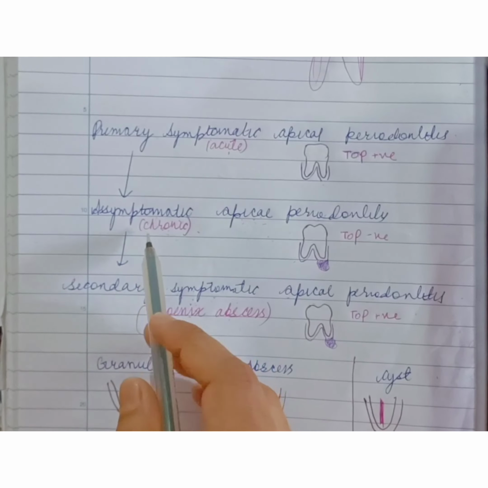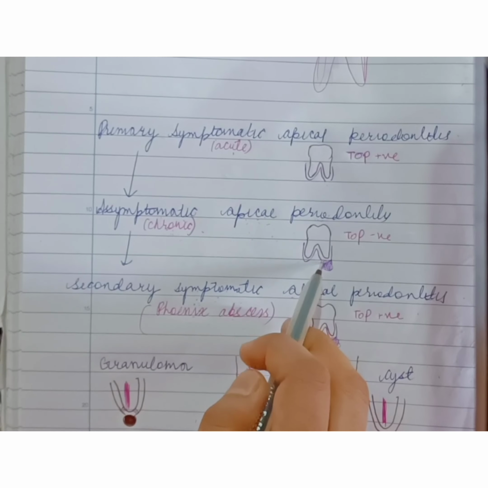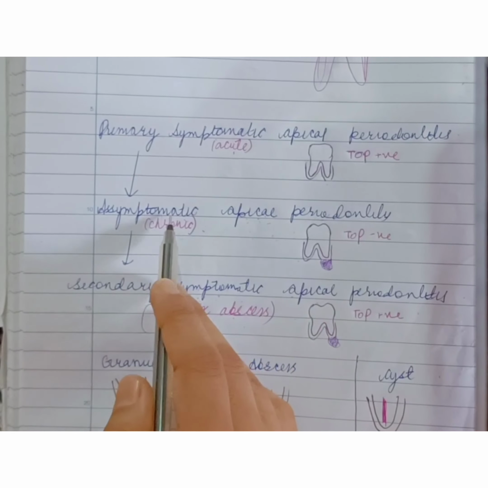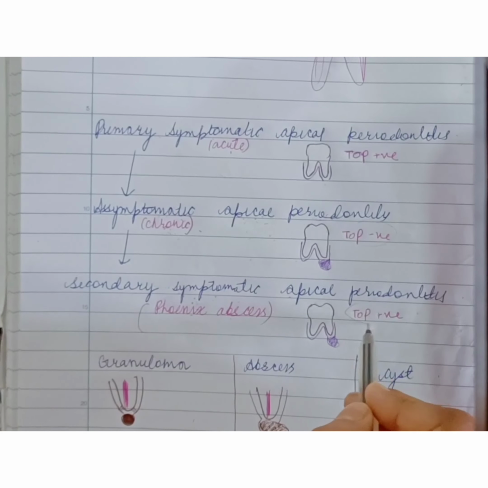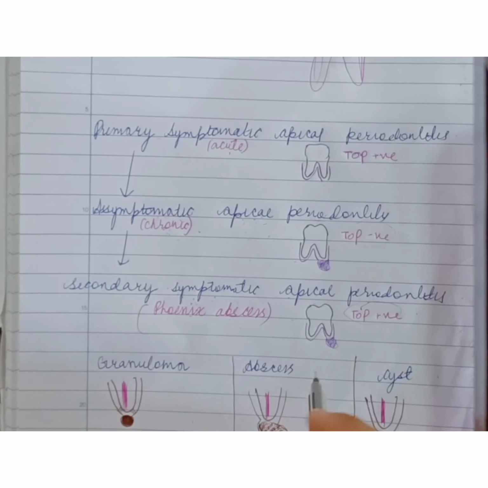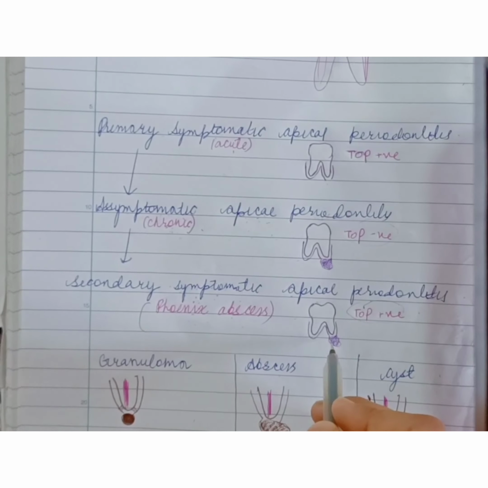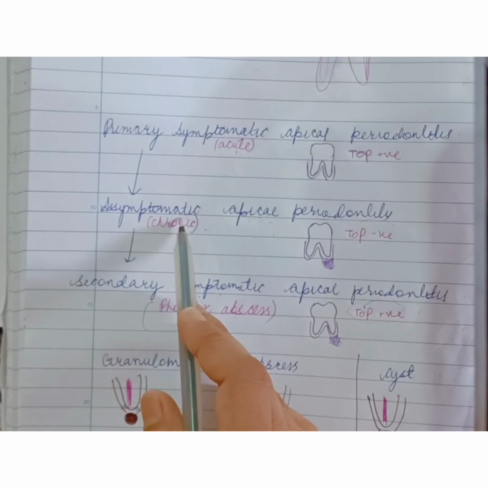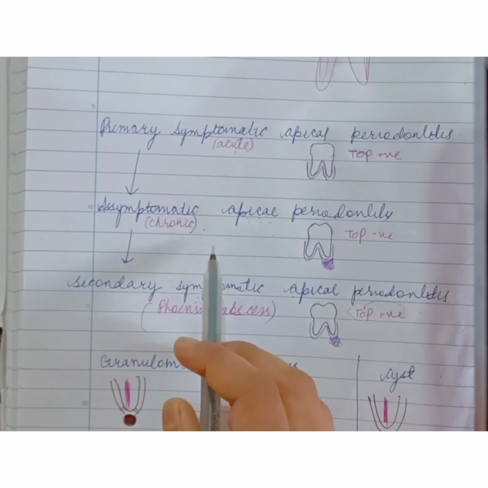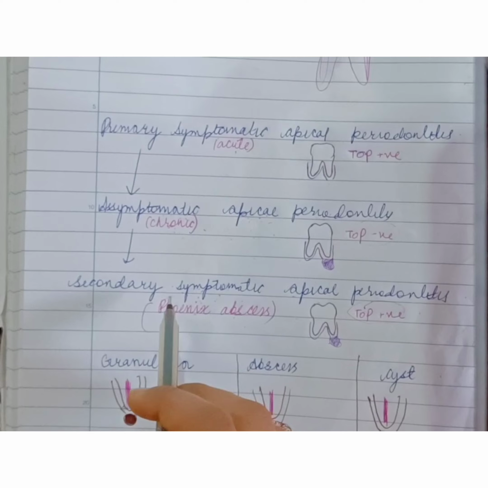The initiation of a root canal in this asymptomatic tooth can sometimes disturb the equilibrium because root canal instrumentation triggers an inflammatory reaction. So this asymptomatic case can become symptomatic. That is, the tooth which was earlier TOP negative becomes TOP positive after the initiation of the root canal treatment, and the radiographic changes will be the same as for asymptomatic apical periodontitis. That is, there will be a periradicular radiolucency. So these cases in which the asymptomatic tooth becomes symptomatic due to endodontic treatment are known as endodontic flare-ups. This asymptomatic tooth has become a symptomatic tooth. This is known as secondary symptomatic apical periodontitis or phoenix abscess.